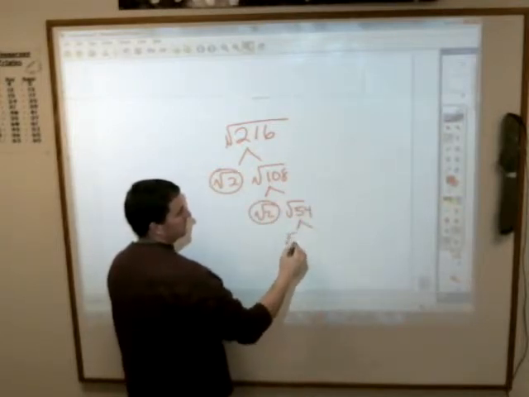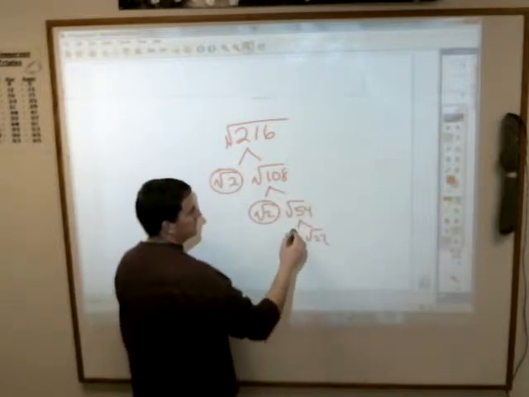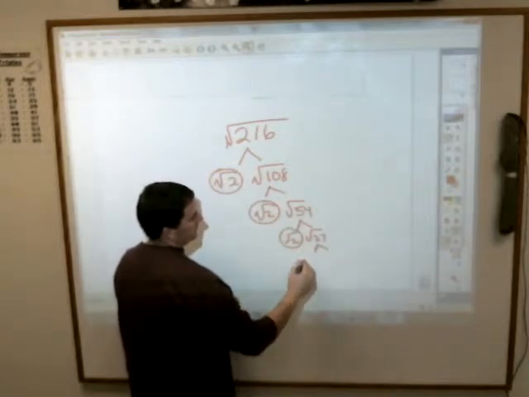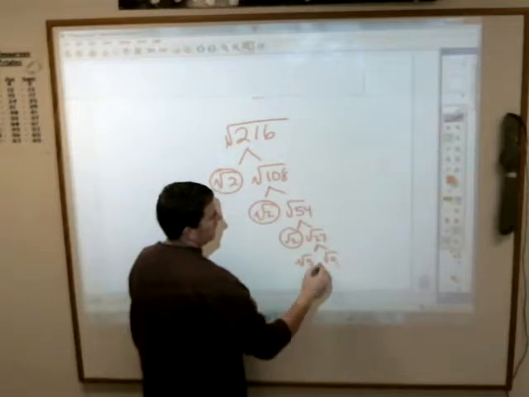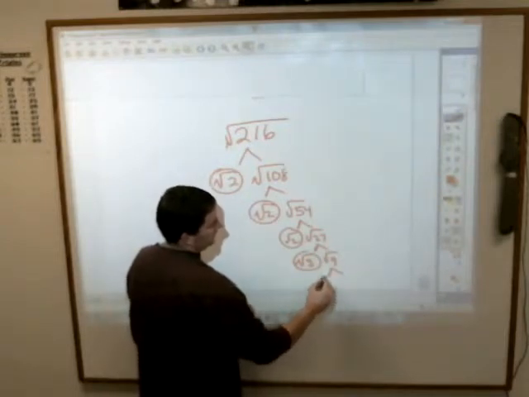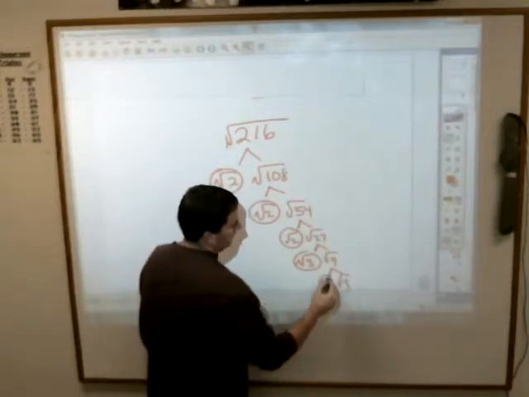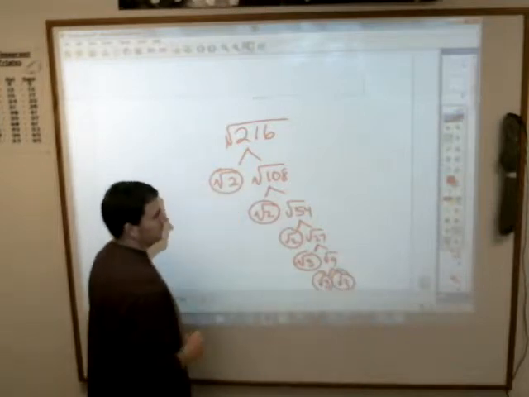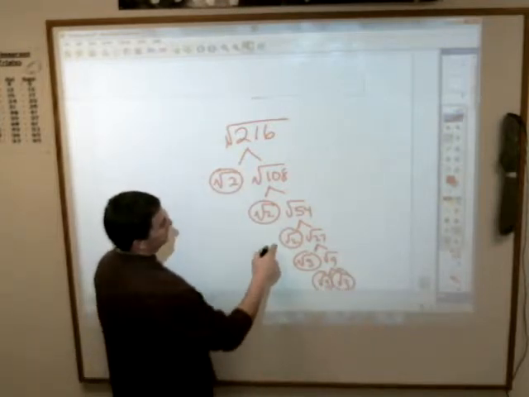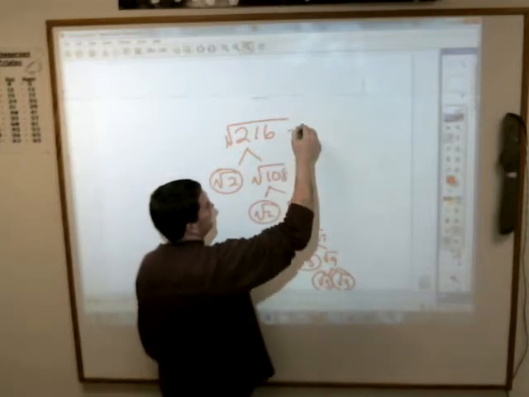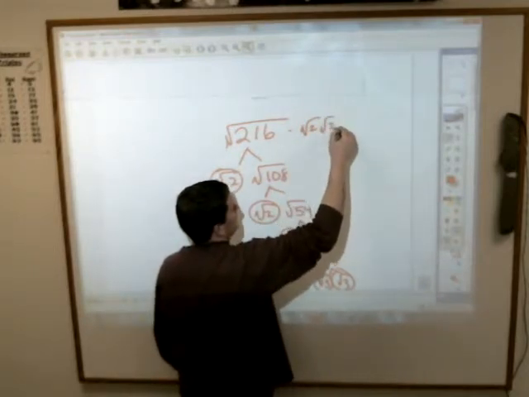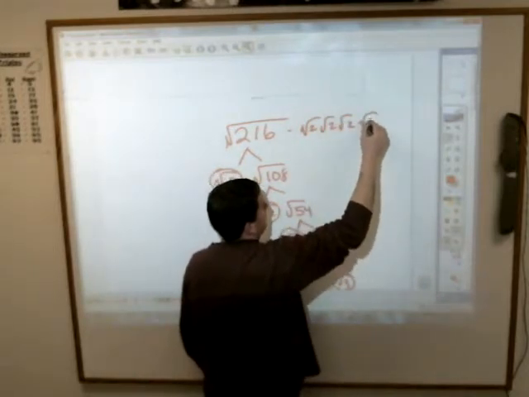54 is the square root of 2 times the square root of 27. 27 is the square root of 3 times the square root of 9. And the square root of 9 is the square root of 3 times the square root of 3. So if you prime factorize 216, you end up with 3 2's: square root of 2, square root of 2, square root of 2, and 3 3's.